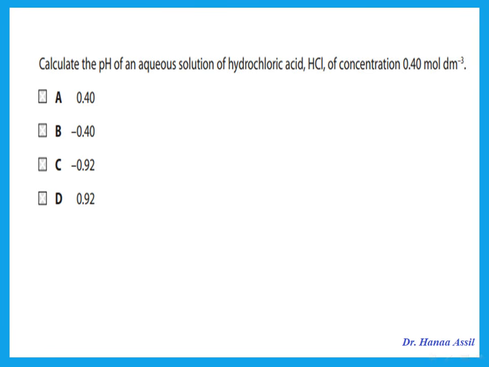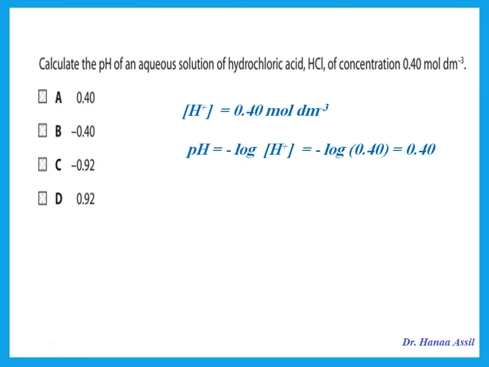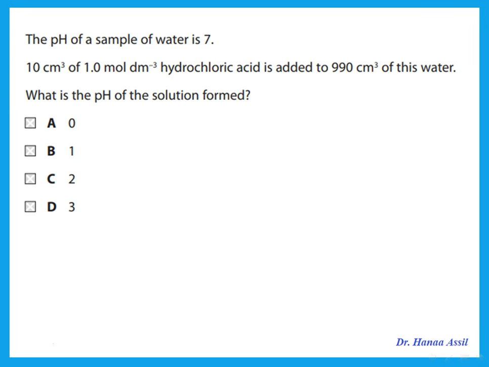Calculate the pH of an aqueous solution of hydrochloric acid of concentration 0.4 mole per decimeter cubed. Okay, we should know that hydrochloric acid is a strong acid, so we said the concentration of the acid is the same as the concentration of H plus ions, and that means I can get pH is minus log the concentration, so that comes out to be 0.4. Straightforward, right?